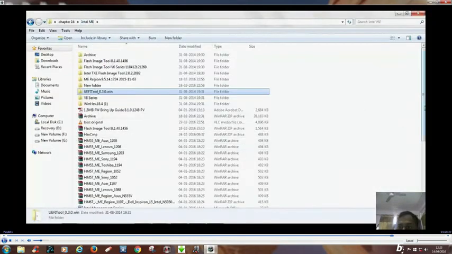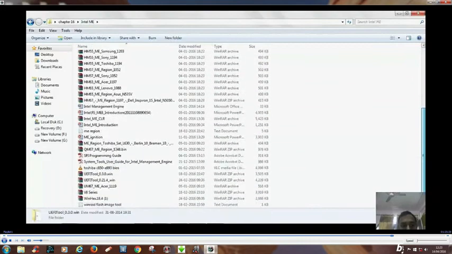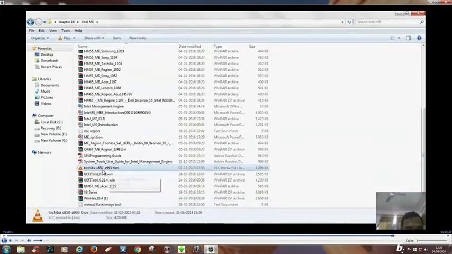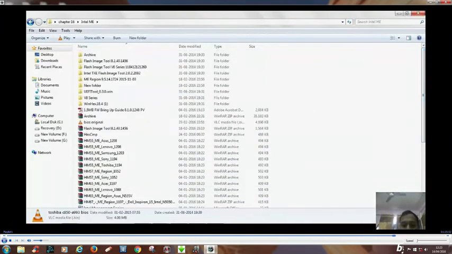So how is it important? Suppose your BIOS has got corrupted, right? And I have taken the backup of the BIOS. Let's say Toshiba C850. This BIOS has got corrupted. We have to edit the Intel AMI region inside this BIOS, right? So first, what is the first thing? We have to open this BIOS using UEFI tool.